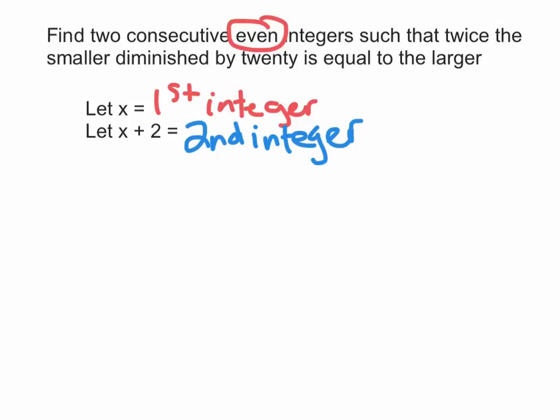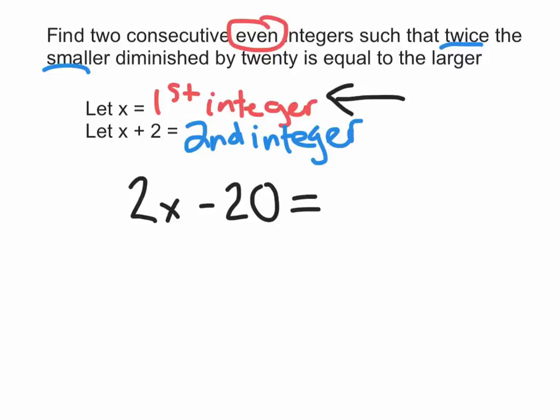Two consecutive even integers such that twice the smaller. So I have to ask myself, which one is the smaller? Well, this one's going to be the smaller. The first integer, just x, is going to be the smaller one. So twice the smaller would be 2 times x, or 2x, diminished by 20. Diminished means minus 20 is equal to the larger. This one's the larger, x plus 2.